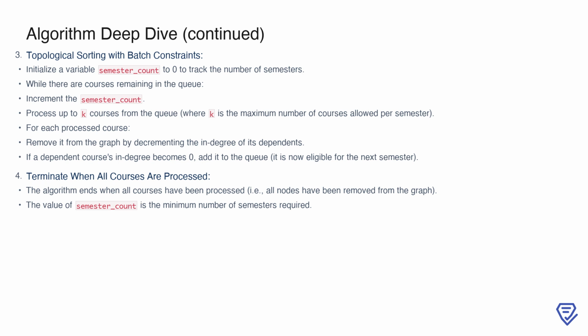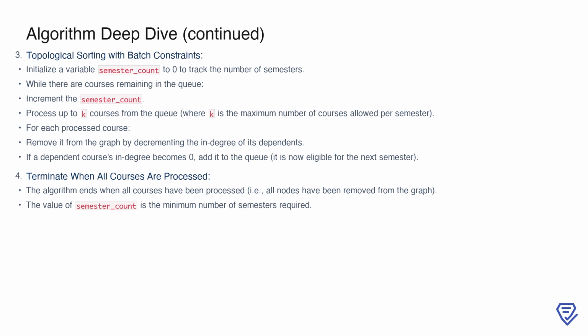For each course processed, we decrement the in-degree of its dependent courses. If any dependent course's in-degree becomes 0, it is added to the queue, making it eligible for the next semester. This process continues until all courses are processed.